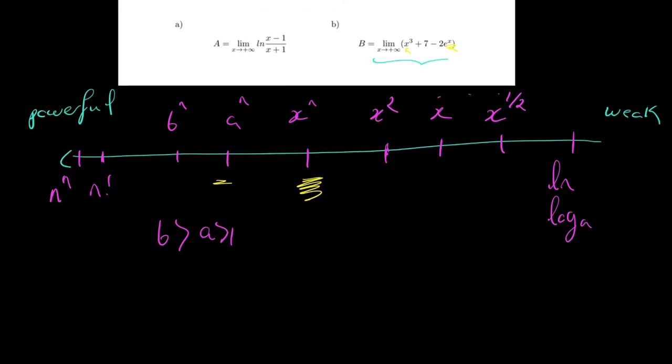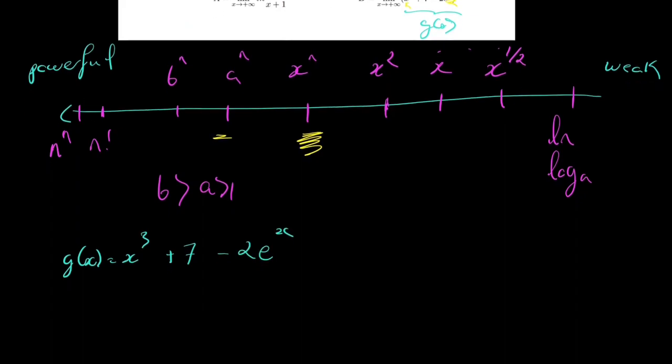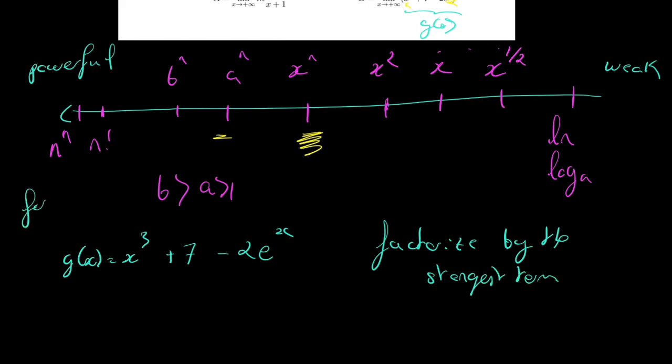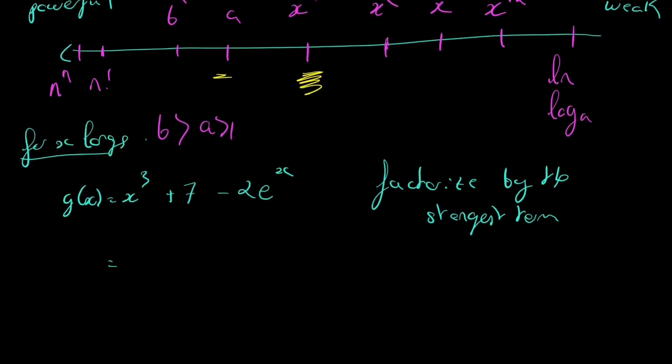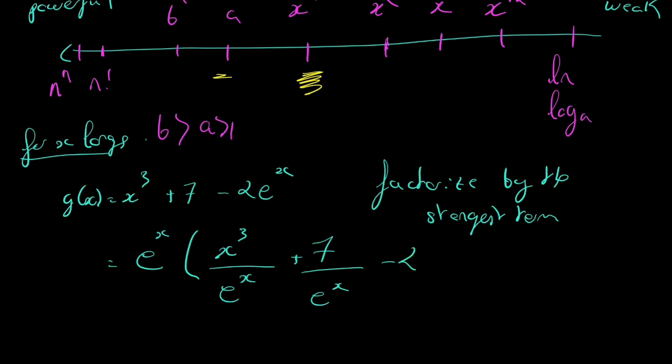Let's do it. Let's call this one g of x. g of x is equal to x to the third plus 7 minus 2 exponential of x. Let's factorize by the strongest term. Of course, for x large, this is equal to exponential of x times x to the third over exponential of x plus 7 over exponential of x minus 2.